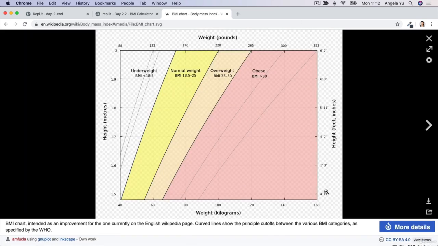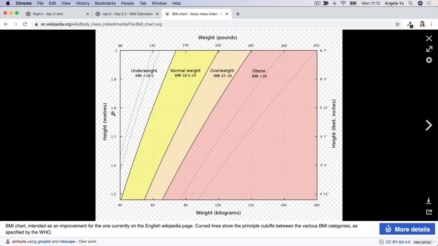If you take a look at this chart here, let's say for me, my height is around 1.8 meters and about 60 something kilos. So I'm in this normal weight bracket of BMI, 18.5 to 25. This is a really helpful tool for healthcare professionals to figure out whether somebody is underweight, normal weight, or overweight, based on their height and weight.